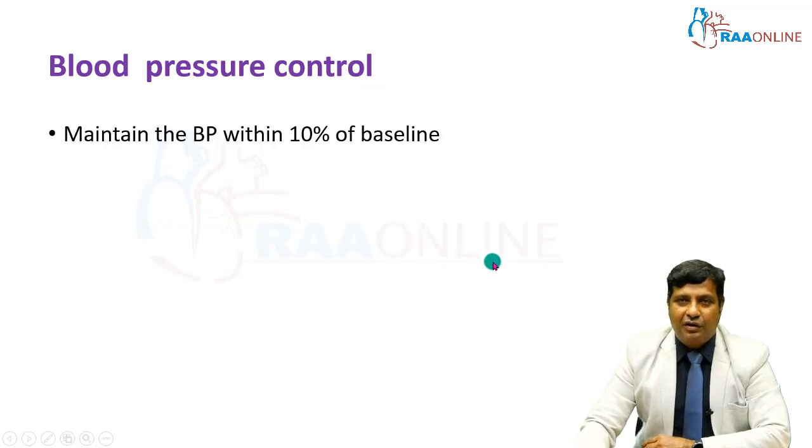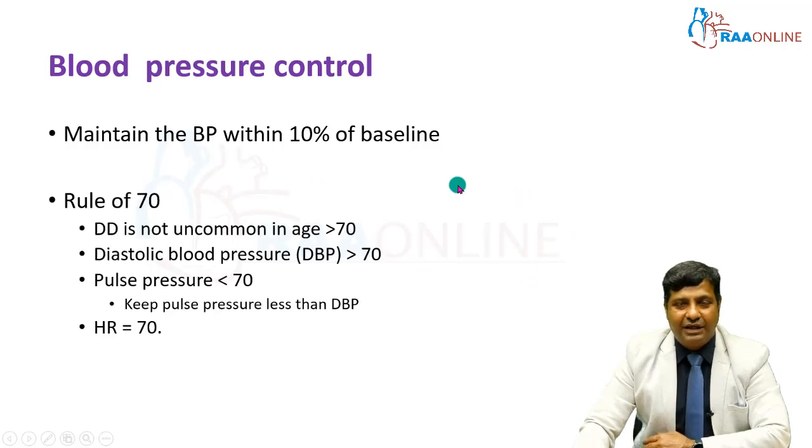For blood pressure control, always try to maintain the blood pressure within 10 to 20% of the baseline. Here the rule of 70 will hold good. What is this rule of 70? Diastolic dysfunction is very common in patients aged more than 70, and diastolic blood pressure should always be maintained above 70.